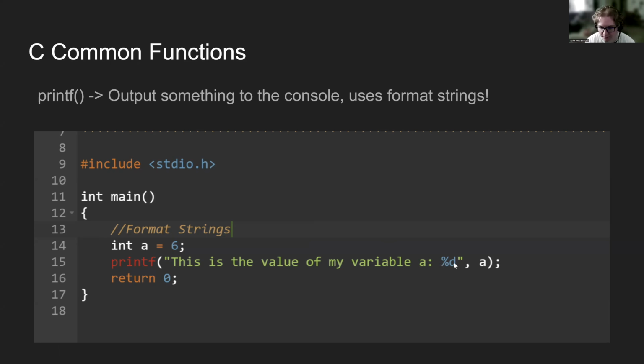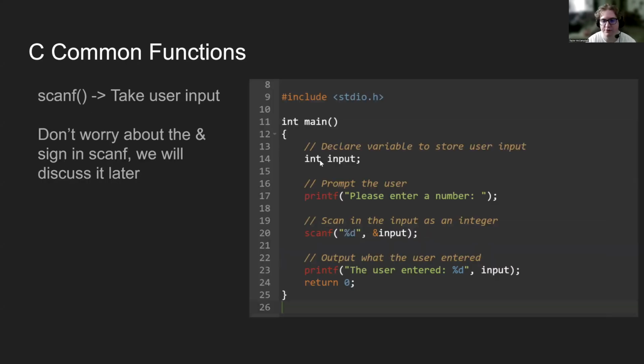So we use the %d to represent an integer, and then we provide it as an argument after the fact so that printf can print out the actual value. So this would output, this is the value of my variable a colon and then 6. So printf is a common function. And then we have scanf, which takes user input. So print out, scan in.